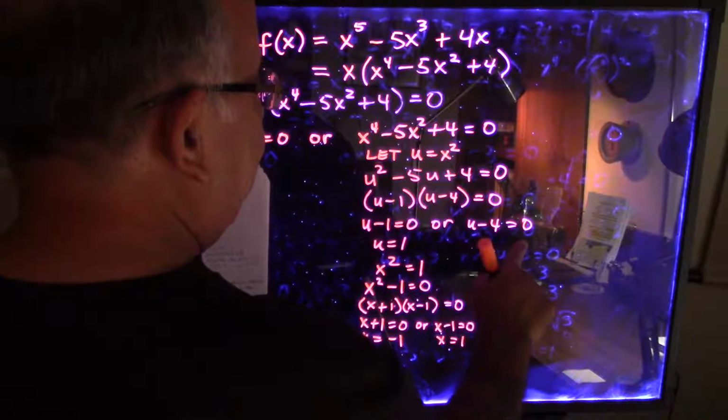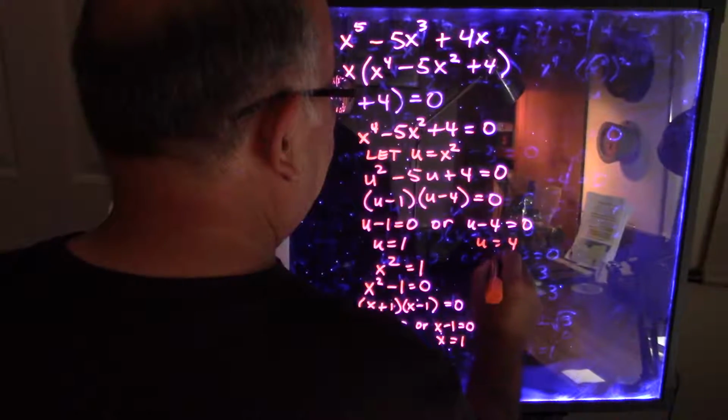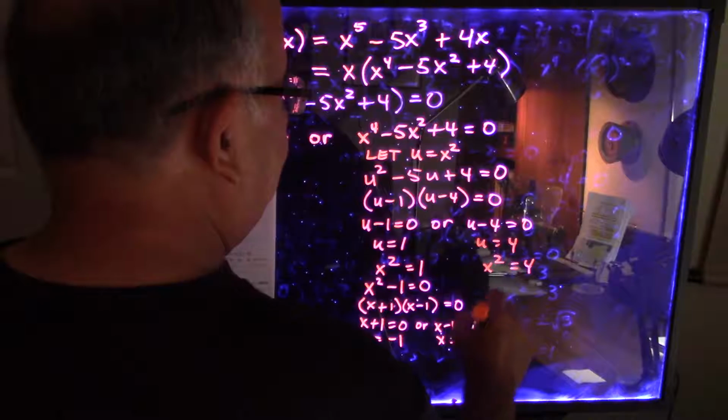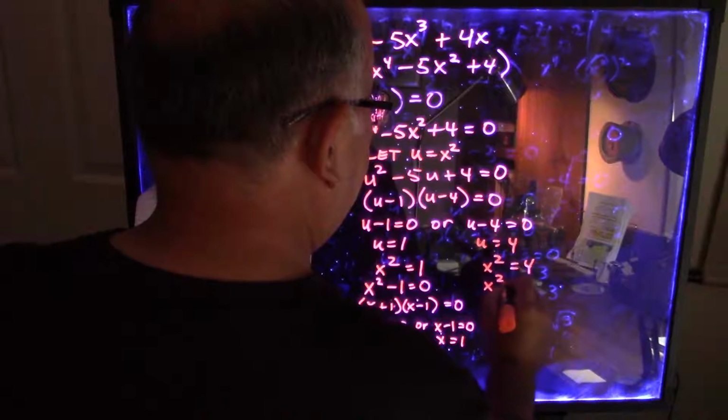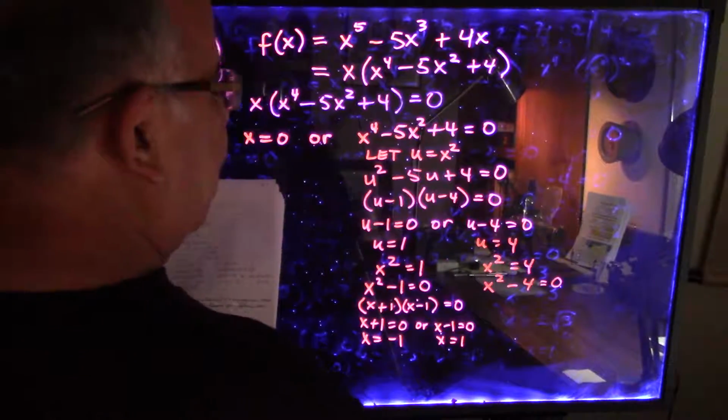Alright? So here you just add 4 to both sides, you get u equals 4, and that means x squared equals 4. And you can also subtract 4 from both sides. x squared minus 4 equals 0, or you could take the square root of both sides.